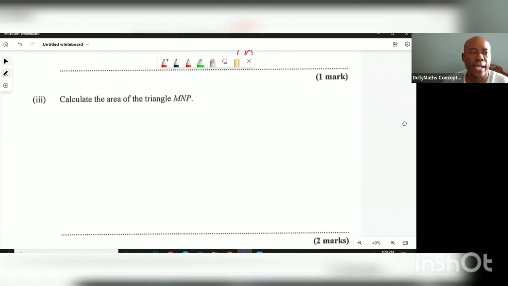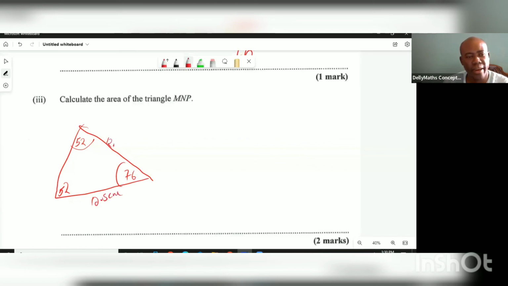All right, so having known that, they're saying to us now, calculate the area of the triangle. All right, so this is 52, this is 52, this is 76. This is 12.5, which means this is 12.5 because it was an isosceles triangle. Now, I know everything in this corner. I have this, I have that. There is a formula that we could use with sine that will help us to find the area of the triangle when we have an angle between two known sides.